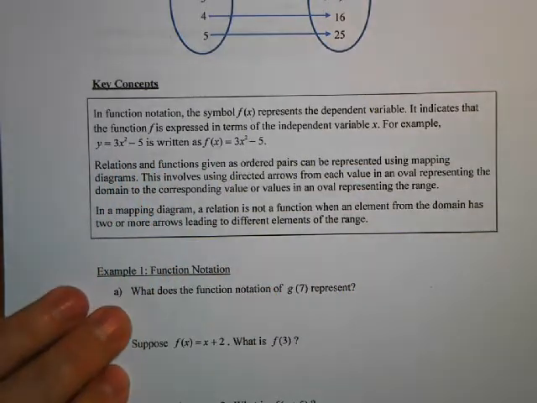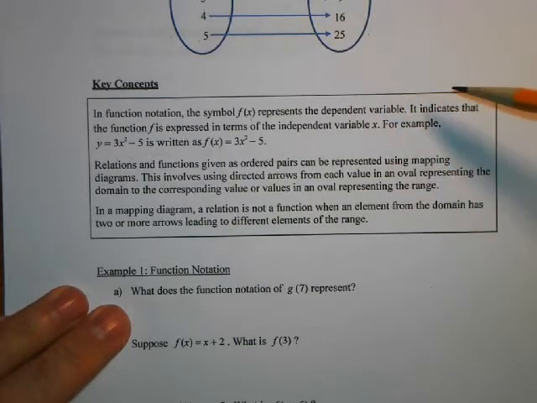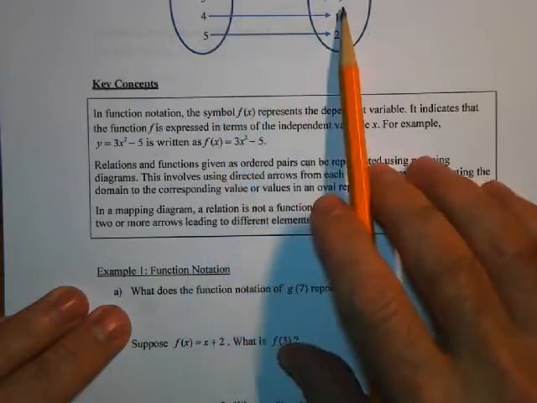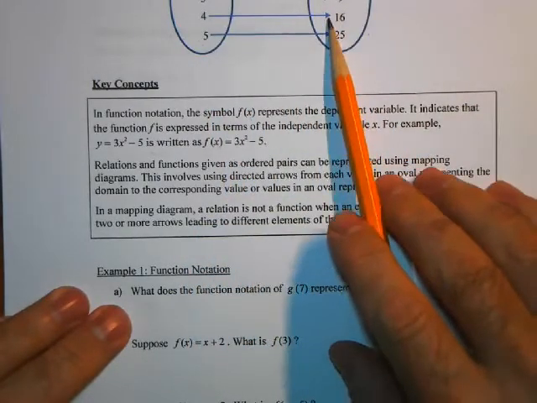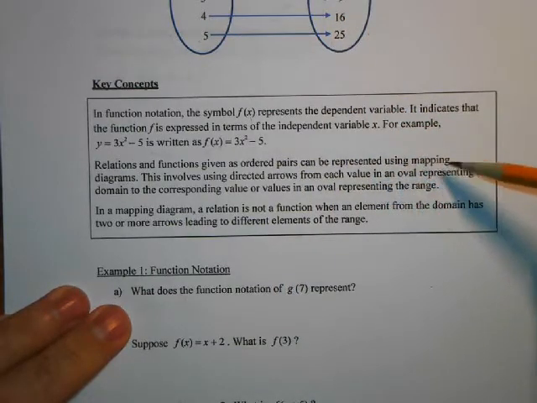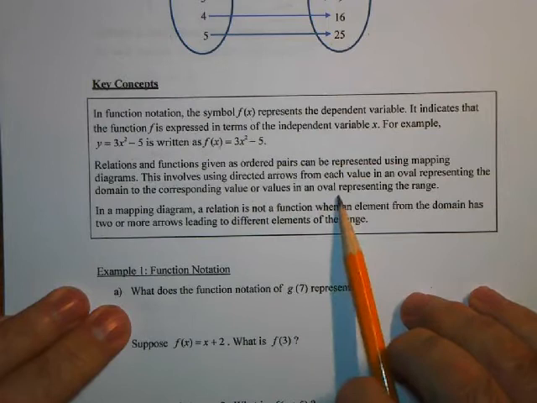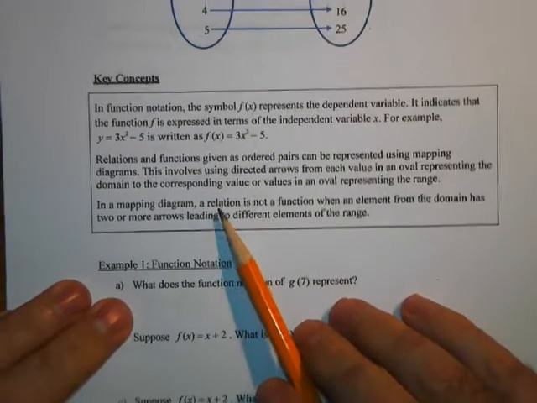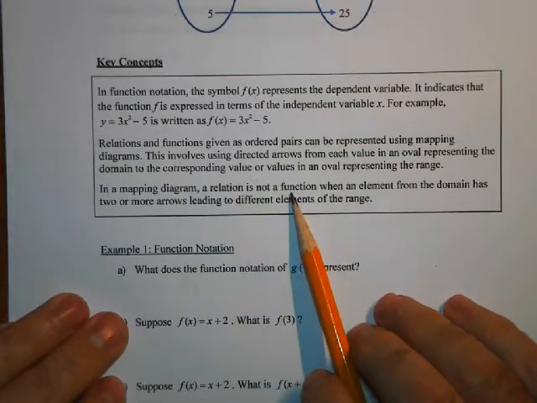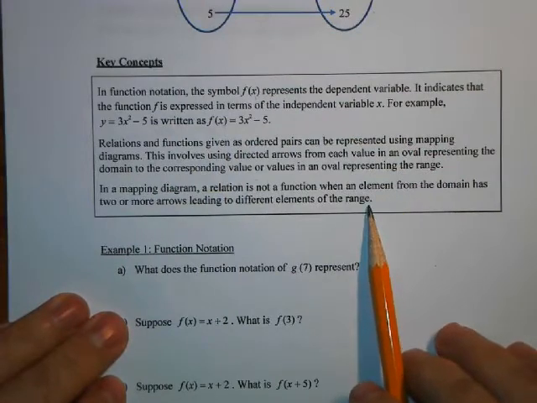Okay, relations and functions given as ordered pairs can be represented using mapping diagrams, which we've just talked about. This involves using directed arrows, and notice the arrows are always pointing from domain to range. There's only one arrow; it's always on the right side. Directed arrows go from each value in an oval representing the domain to the corresponding value or values in an oval representing the range. In a mapping diagram, a relation is not a function when an element from the domain, the left oval, has 2 or more arrows leading to different elements of the range.